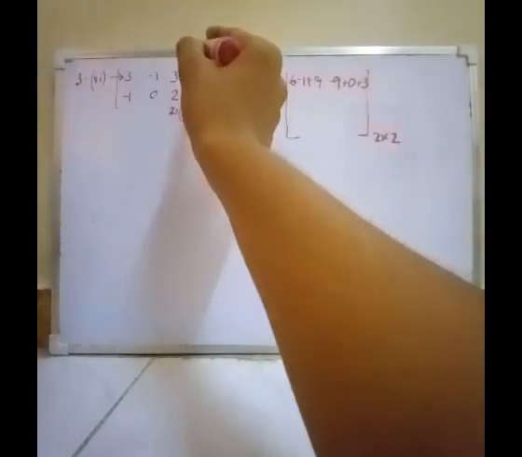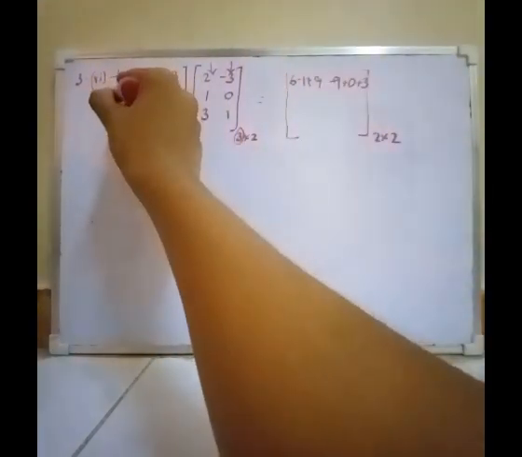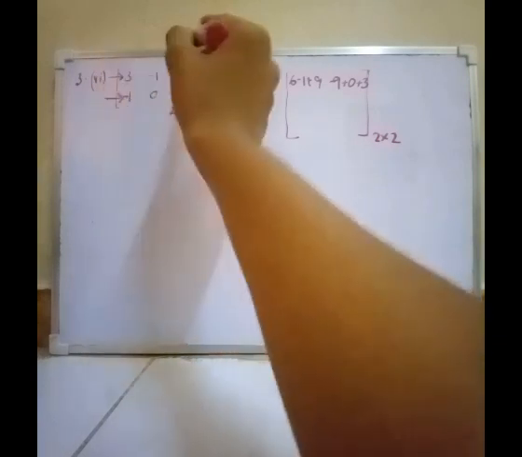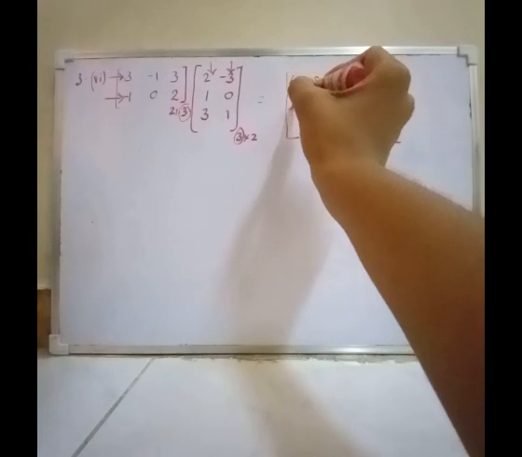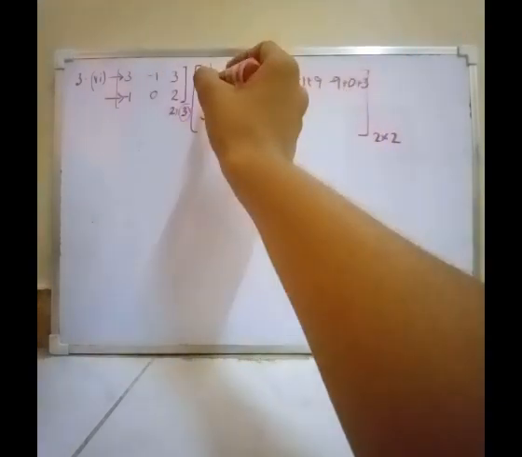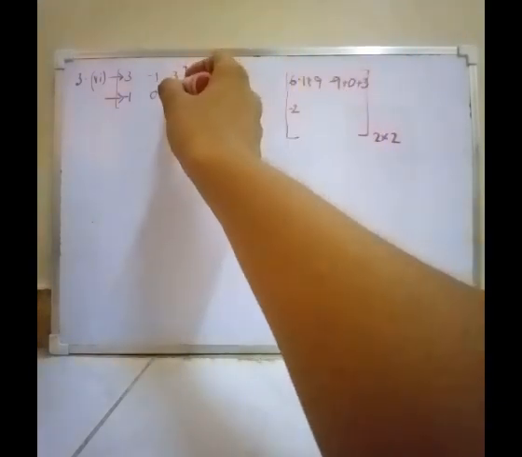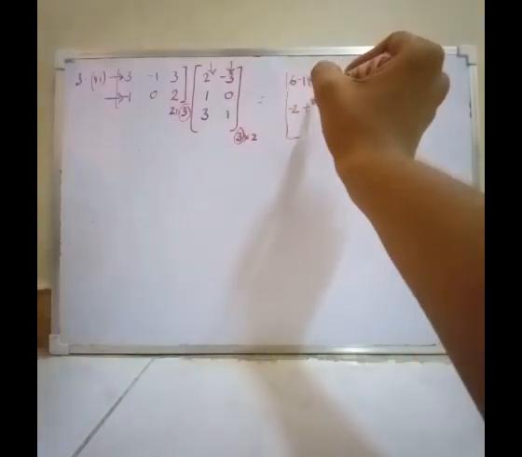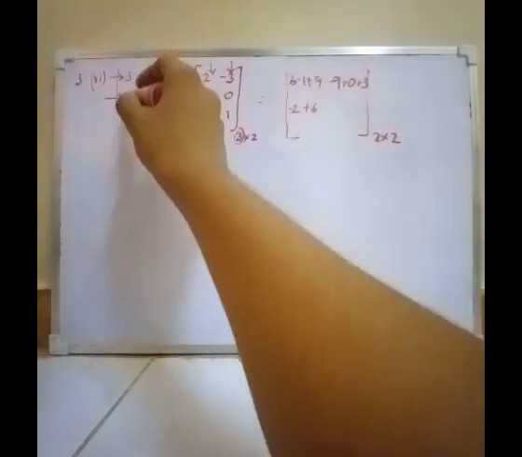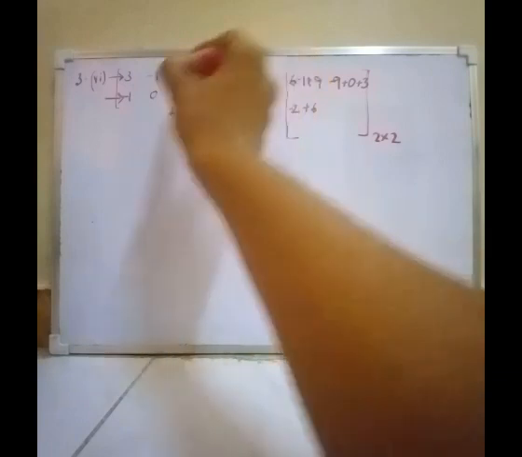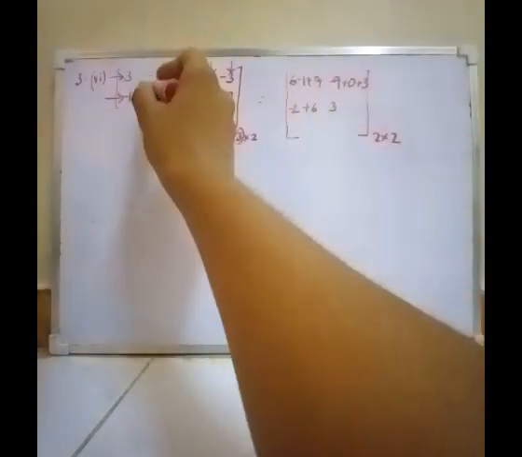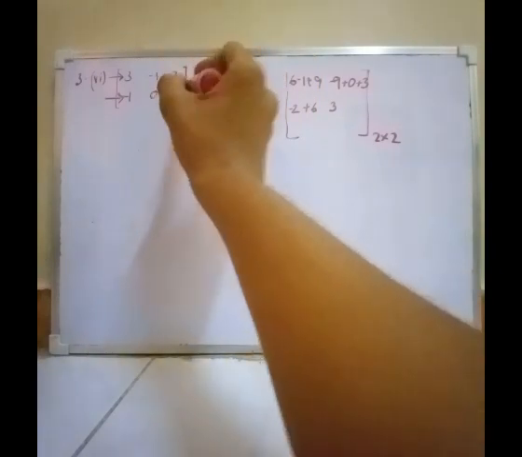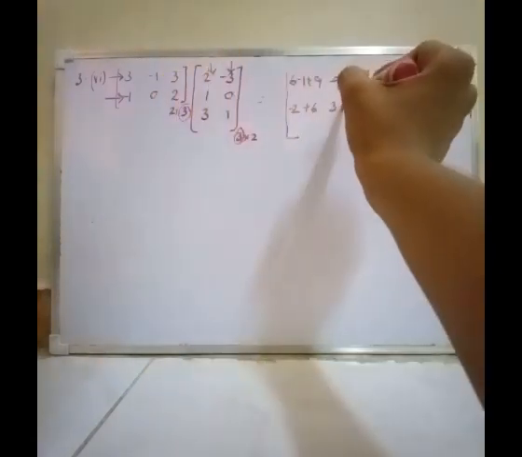Now going to the second row and first column. Minus 1 times 2 would be minus 2. Then 0 times 1 is 0. And 2 times 3 would be plus 6, right? Now doing the second row with second column. Minus 1 times minus 3 would be plus 3. And 0 times 0 is 0. And 2 times 1 would be plus 2.